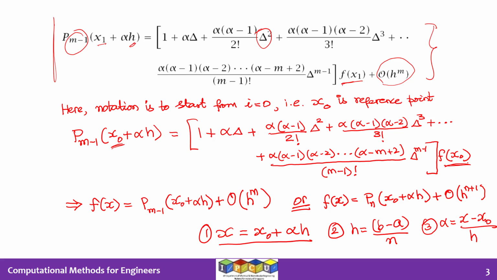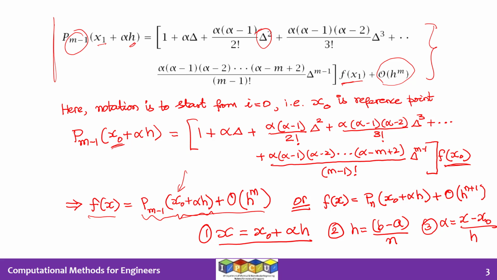We are going to say that f of x is going to be approximated by a polynomial of order m minus 1, with the first data point given at x equal to x0, by the expression that you see there. So here we are saying that the unknown function f of x, we are going to approximate it by a polynomial of order m minus 1 based on m data points. But the reference point is x0. So this expression should make sense to us.